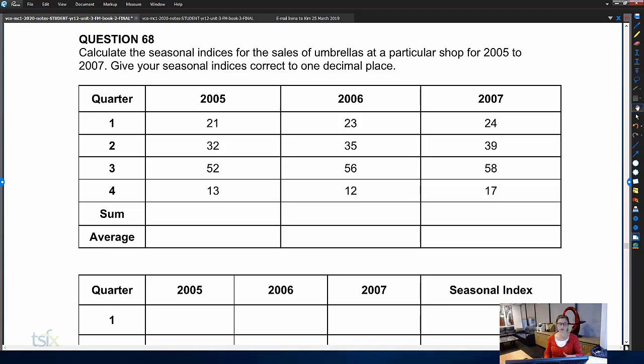So let's start first with question 68 on page 88. We need to calculate the seasonal indices. We're looking at the sales of umbrellas at a particular shop for 2005 to 2007. An important consideration in the question: when you've gone through steps 1, 2 and 3 and worked out your seasonal indices, you're being asked to give your answer correct to 1 decimal place.